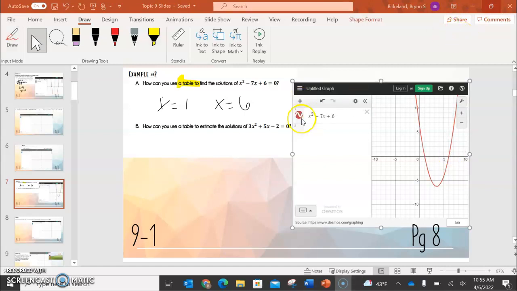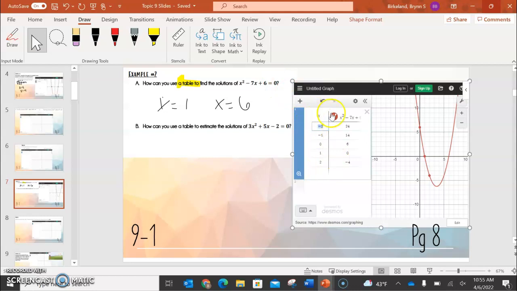When you're in Desmos, if you type your equation first and then click on this little settings, we can pick the table option and it will convert it to a table for us. Now let's think about what we're looking for. We're looking for the solutions. That is, what x values can we plug into this quadratic and have the output be 0?